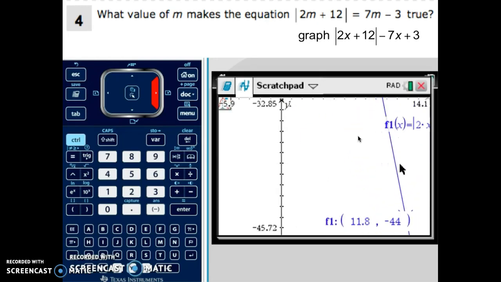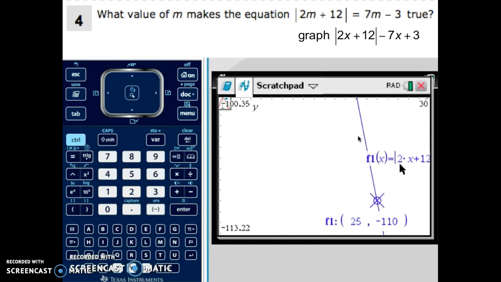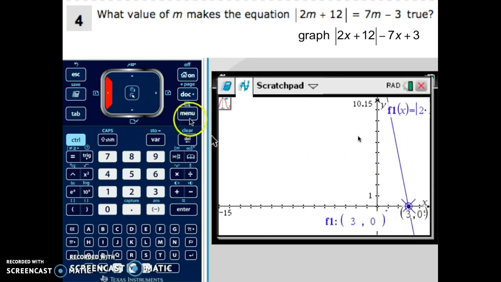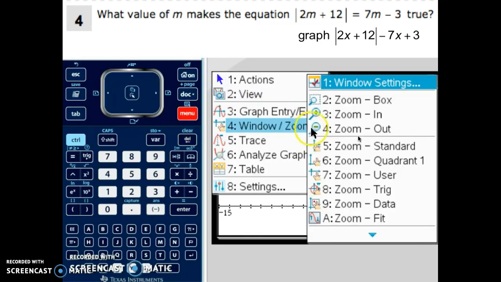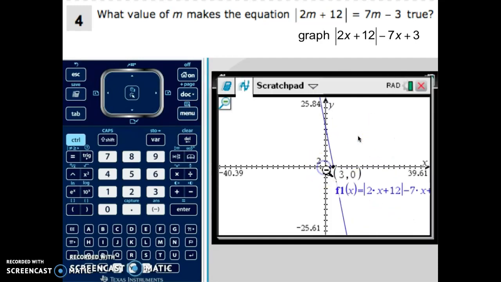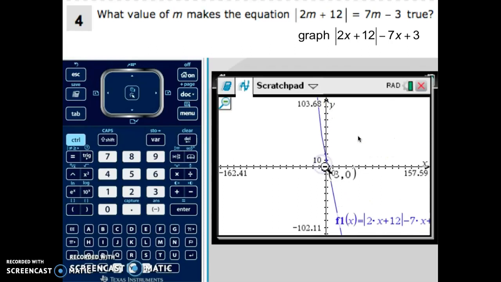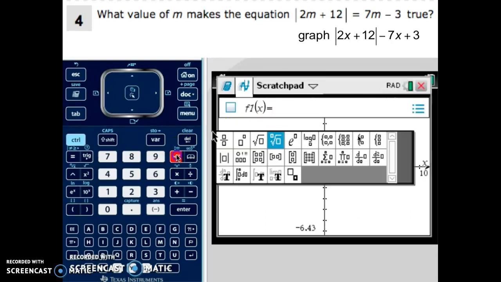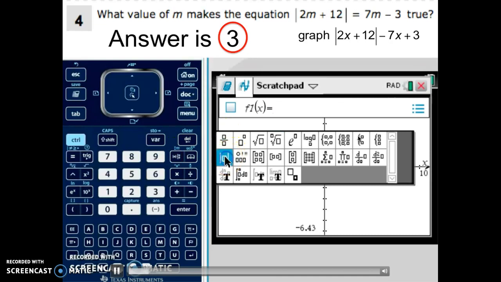And I can look as far as I want to make sure there's not a second answer somewhere. You can type in numbers to jump around, or you can scroll left and right. It's not touching it anywhere other than just 3, 0. But if I really want to be thorough and check, I can also zoom out, Menu 4, and I can zoom out on the center here, 0, 0, and see that the blue line never touches the x-axis anywhere else. So the only answer that makes sense is 3, 0. Okay, so the answer is 3.